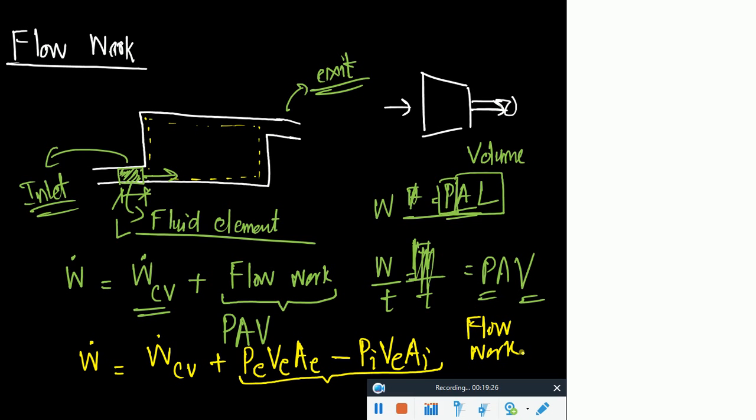Flow work at the inlet and at the exit. This term includes what kind of work effects? Shaft work, some kind of displacement of the boundary, and then it can be due to electrical or magnetic effects. Okay.